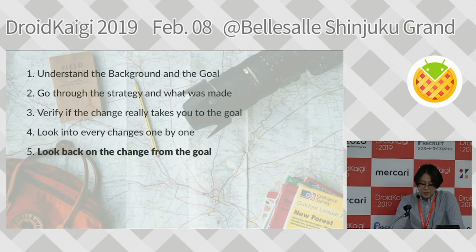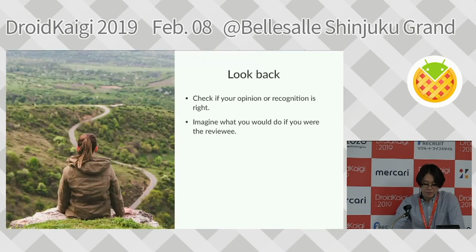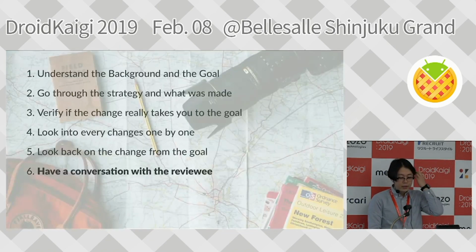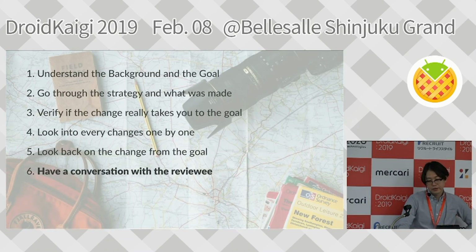Then code reading is almost done. Next, we look back on the changes from the goal. At the end of code reading, you may have a different impression from the beginning. Let's organize your thoughts to give feedback and imagine what you would do if you were the reviewee. If there is any issue, don't forget to prioritize each issue. It makes it easier to talk about the issues. The last process is feedback. Let's have a conversation with the reviewee.